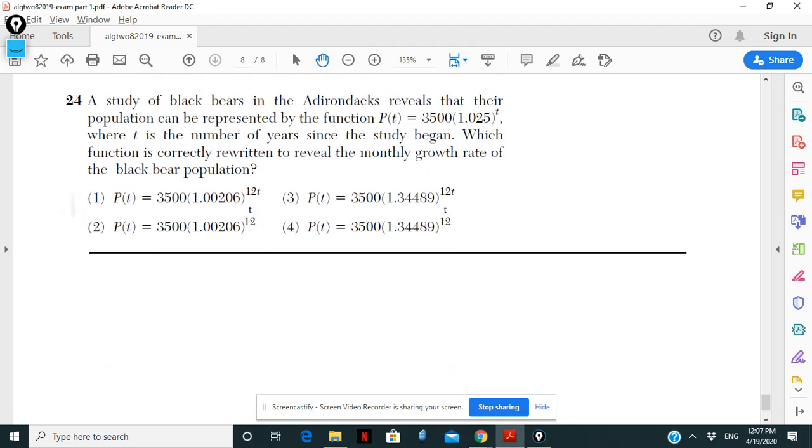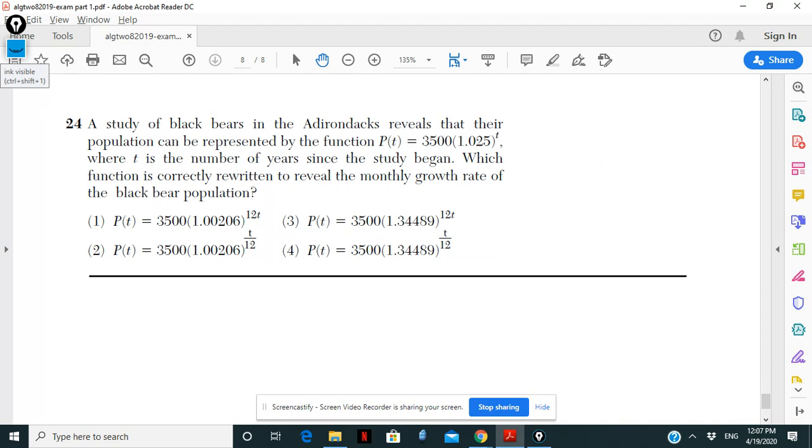Question number 24, and this is the last question. A study of black bears in the Adirondacks reveals that their population can be represented by the function, and he gives us a function, where t is the number of years since the study began. Which function is correctly written to reveal the monthly growth?